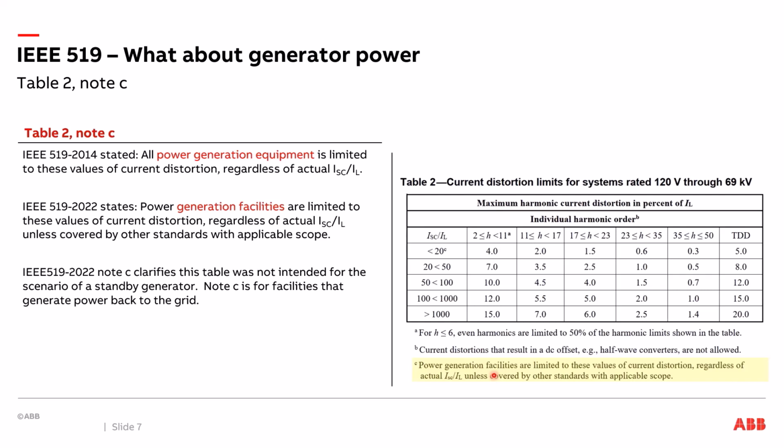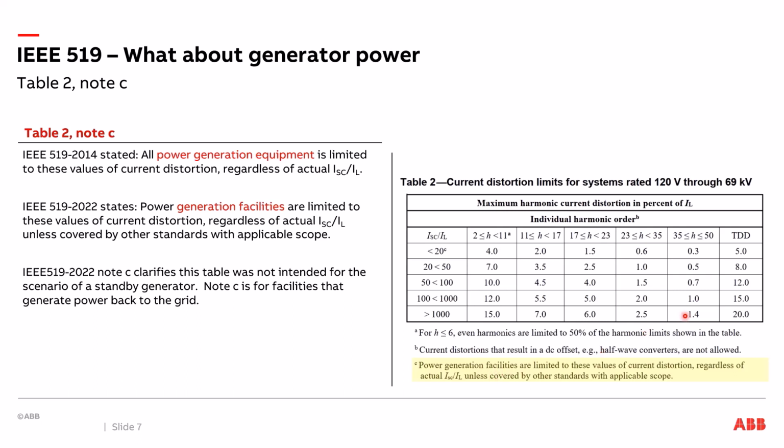So if you're a consulting engineer and you still want to use that 5% TDD as your target, and that's what you want to specify, hey, there's absolutely nothing wrong with that, but you just need to be very crystal clear in your specification. You're not doing this because of IEEE 519 for your 5% TDD. You're doing it because that's your design approach to what level you want to limit the harmonics to. So again, IEEE 519 does not care about when you have a backup standby generator.